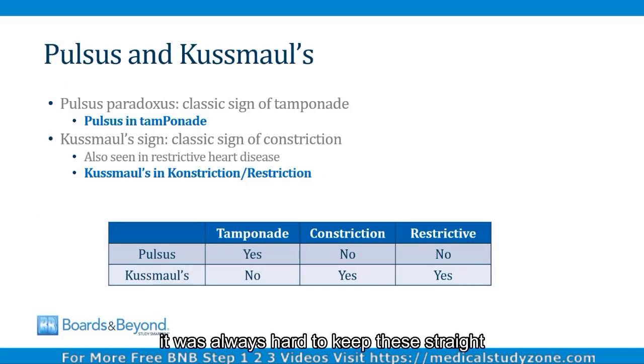So they love to ask you about pulsus paradoxus and Kussmaul's sign on your board exams, and when I was in training, it was always hard to keep these straight. They're very rare clinically, so you just have to memorize the situations in which they occur. So here's my little trick for remembering this.